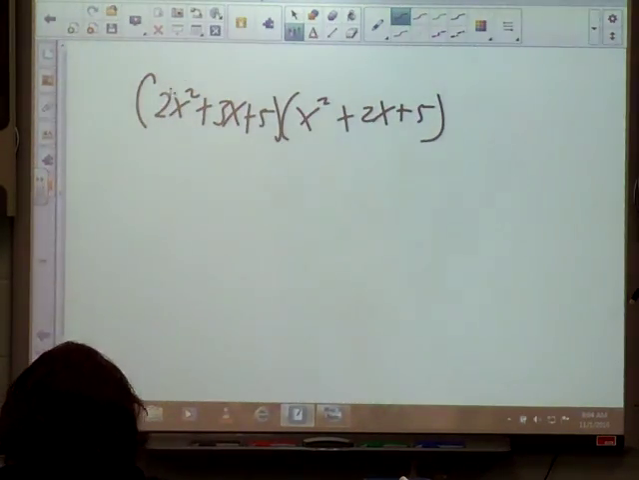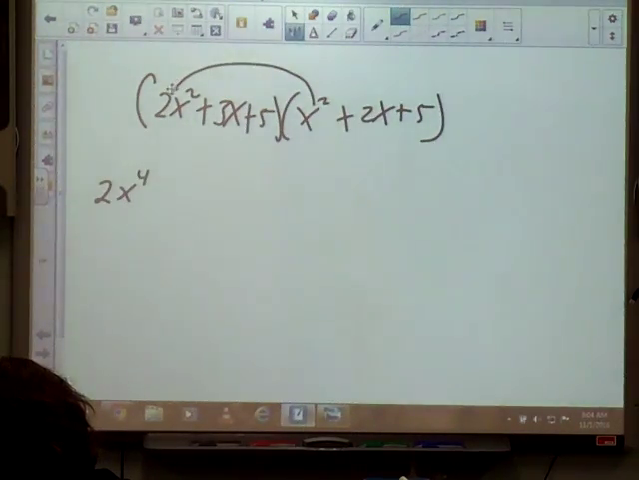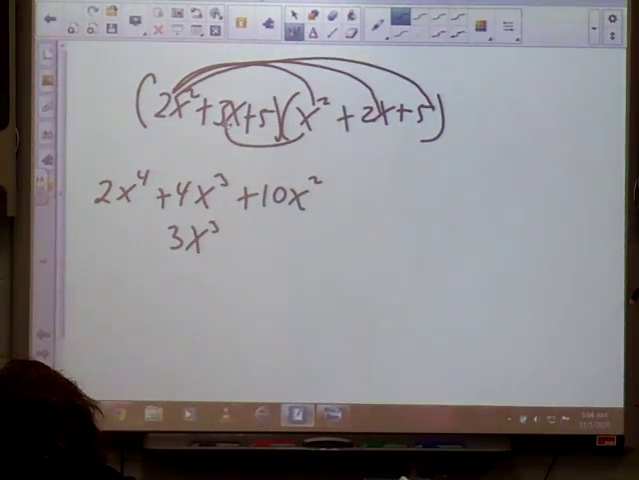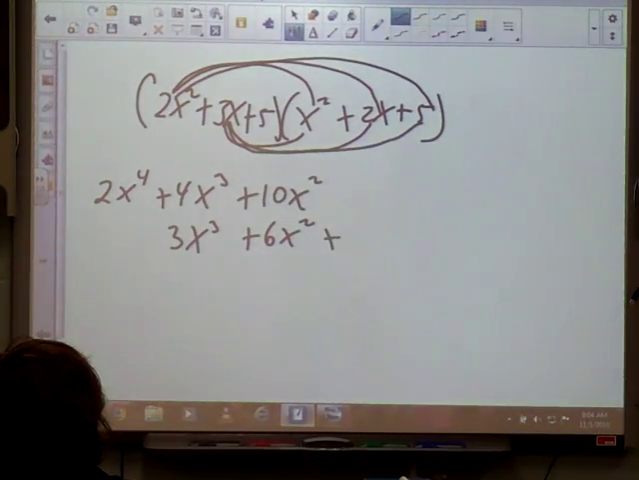They both have 3 pieces, so I'm going to have to distribute 3 pieces individually. So I just started here with the 2x squared. 2x squared times x squared was 2x to the fourth. 2x squared times 2x was 4x cubed. And then 2x squared times 5 was 10x squared. Okay, so I was done with that 2x squared. So now I took the 3x to all the pieces. So 3x times x squared was 3x cubed. 3x times 2x was 6x squared. And 3x times 5 was 15x.